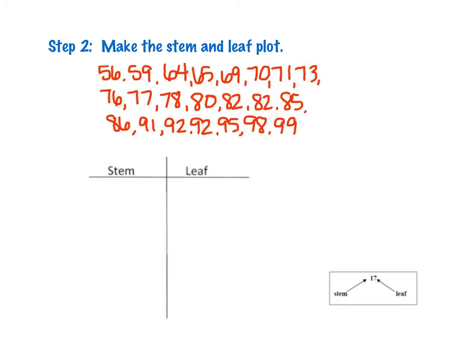To make the stem and leaf plot, we need to understand that the left-hand column is going to contain our stems, which are in our tens place. And our leaves are going to be in the right-hand column, and that is going to be our ones place. All right, so let's go ahead and we'll make our stems. Now again, the stem is going to represent 50, then 60, 70, 80, and 90.